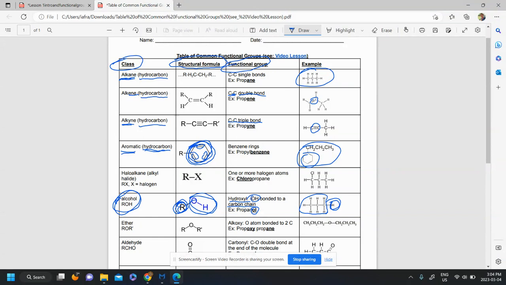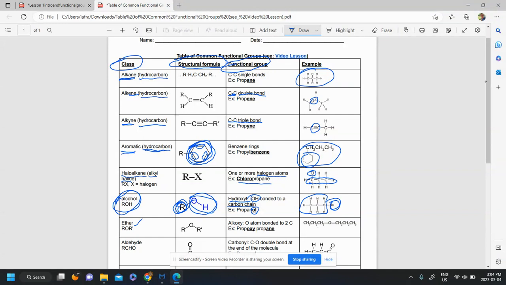Some organic families are called haloalkanes or alkyl halides, and the functional group they have is they have a halogen atom bonded to the carbon chain. So you can see the 3-carbon chain here, and here's the halogen atom there. That makes this chloropropane. So each functional or each family is named.